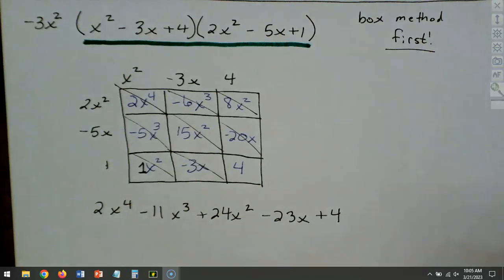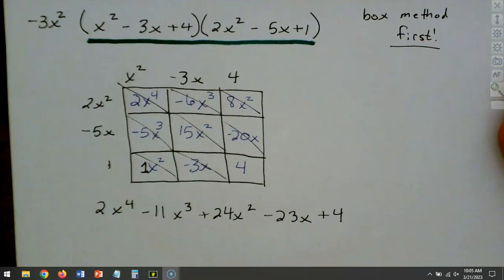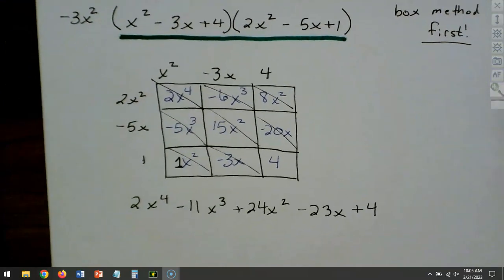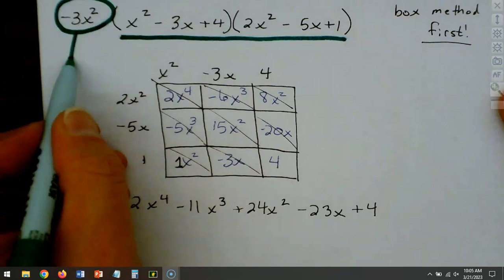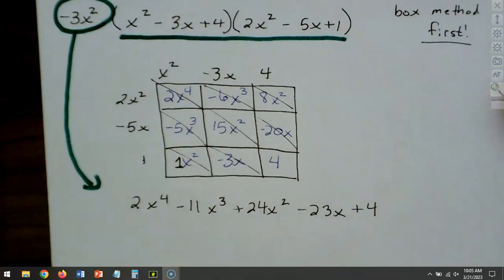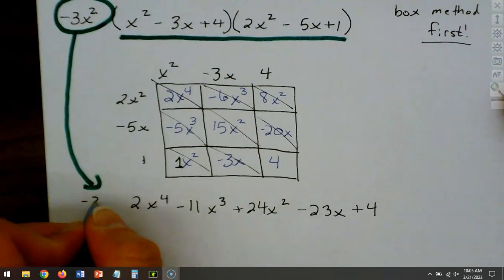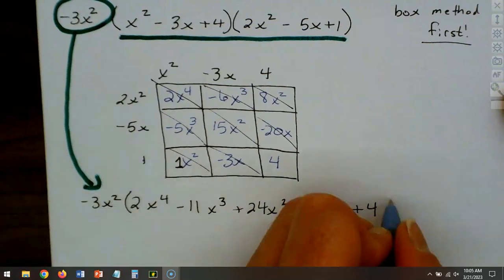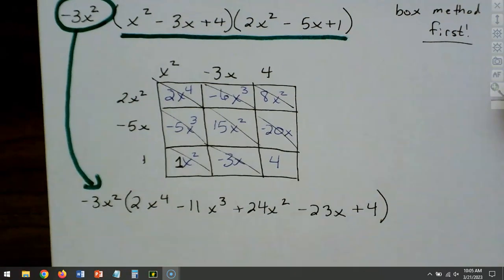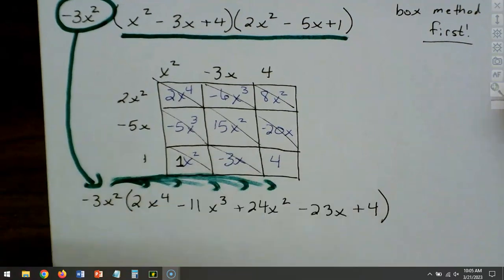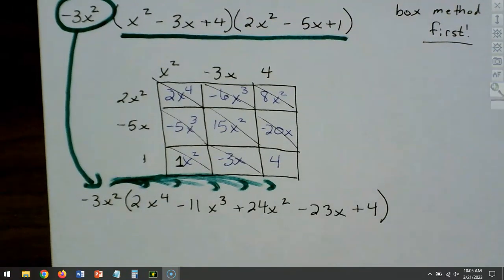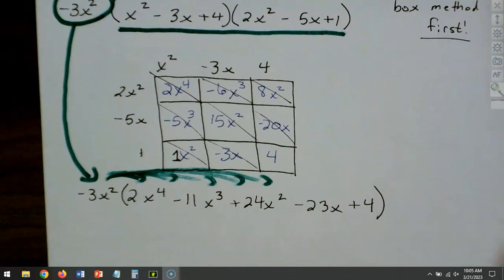So there is part of our answer, but we are not completely done yet. Why not? Because do not forget, we still have that minus 3x squared out in front. So we have to bring that down, distribute it through. This is going to give us our final answer. So don't forget to bring it down. Be careful with your signs.